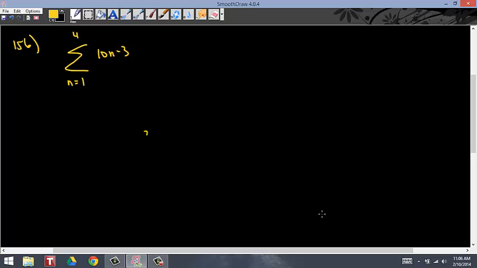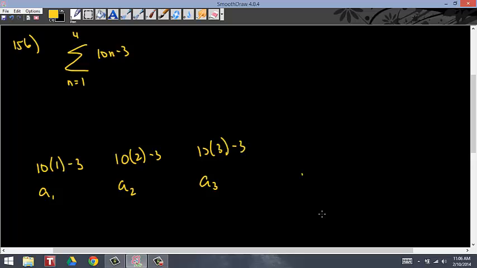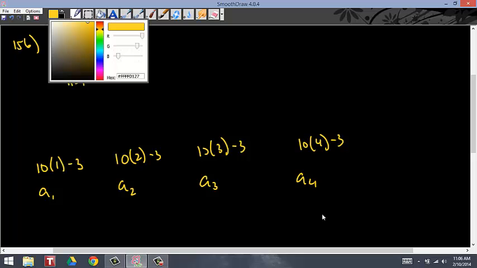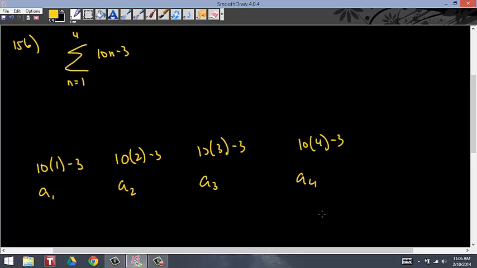When you get a sub 1, a sub 1 is going to be 10 times 1 minus 3. A sub 2 is going to be 10 times 2 minus 3. A sub 3 is going to be 10 times 3 minus 3. And then a sub 4 is going to be 10 times 4 minus 3. Remember, sigma means summation, which means you have to add all these terms together.